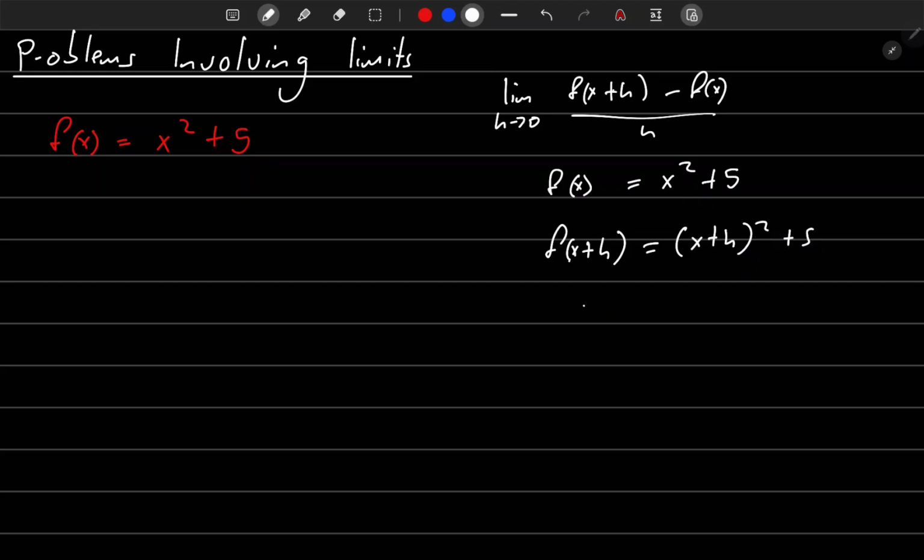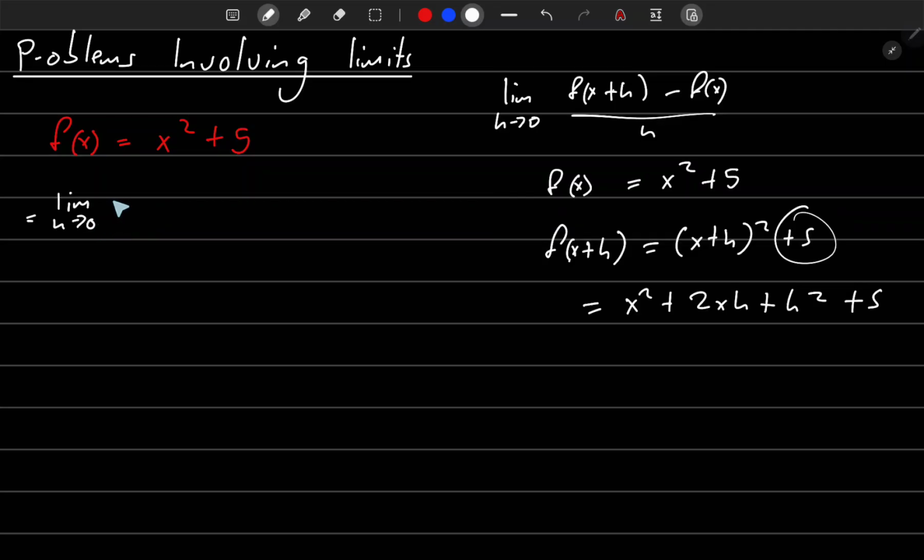Now let's just solve this. What is x plus h squared? It's x squared plus 2xh plus h squared, and then plus this 5. All right, so now we can just substitute that into place. So this will be equal to the limit. Another thing that you need to know is that you always need to write this limit expression until you get to the limit itself.